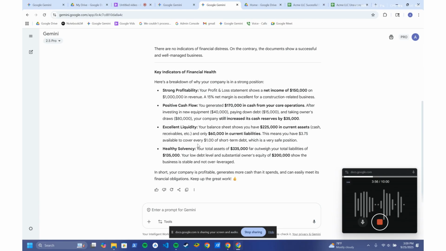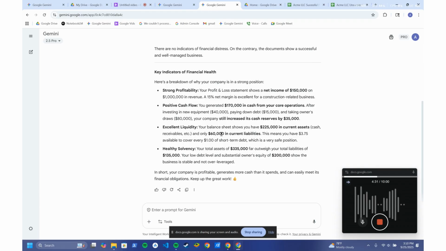The easiest way to figure out the health of your own company is, again, take your name off of those three statements, generate them through something like QuickBooks or Salesforce, and upload them into AI, and then it should tell you whether you're profitable or you're not profitable, and where you're spending too much or too little compared to competitors.